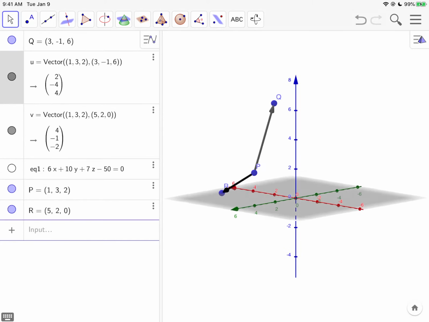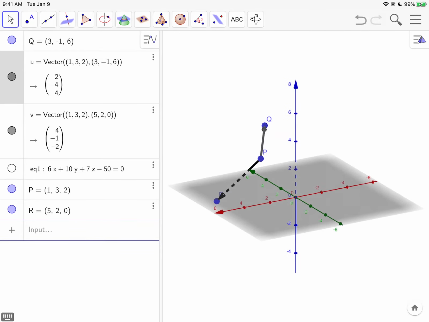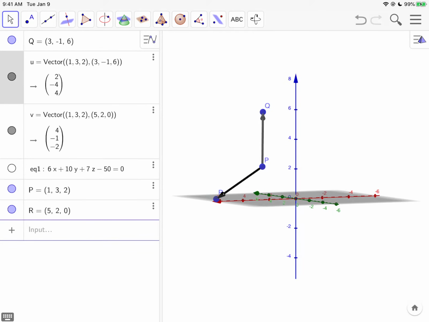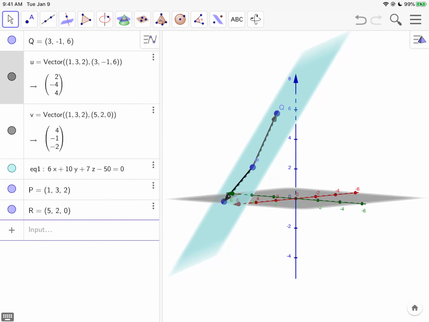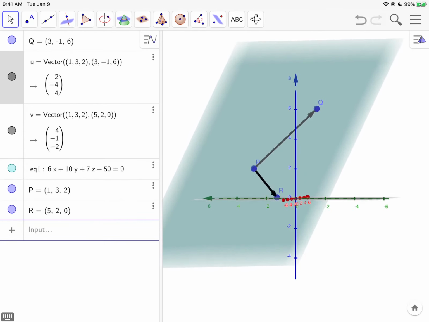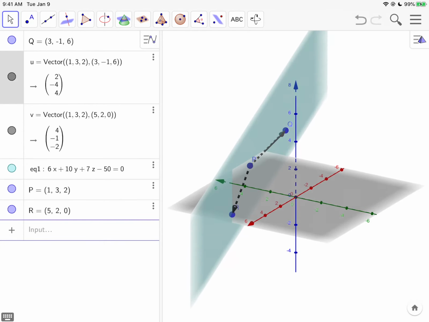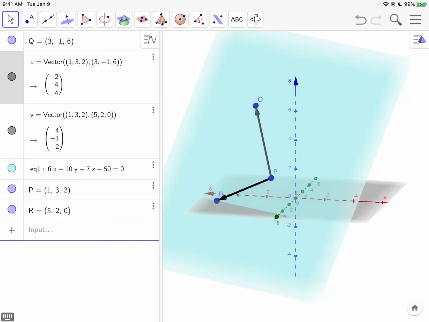So my plane is the plane containing these two vectors, and so here's the equation of the plane. Now you can see a little bit better. That blue is my plane, and you can see those two vectors lie in the plane, as do the 3 points. Okay.